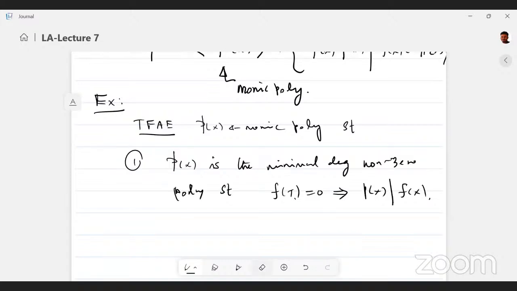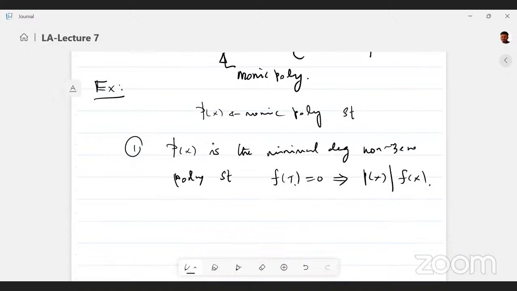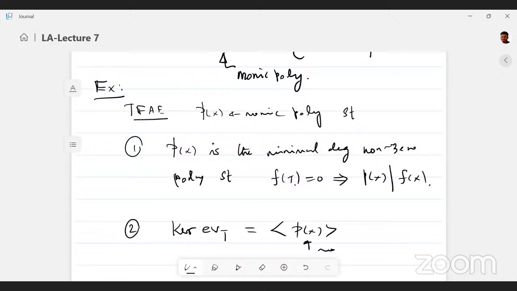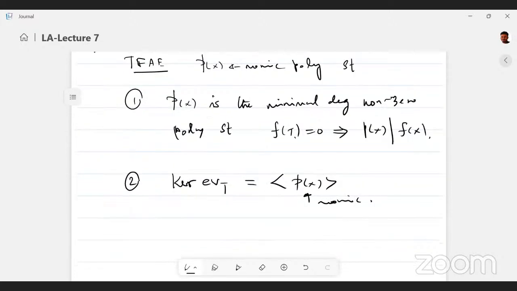Actually, this is the only characterization. Or otherwise, the way I defined it is already chosen that way. So the other way to define it is to take the kernel of this evaluation at t, and that is generated by this p of x, which is monic. Okay, so these two are equivalent.